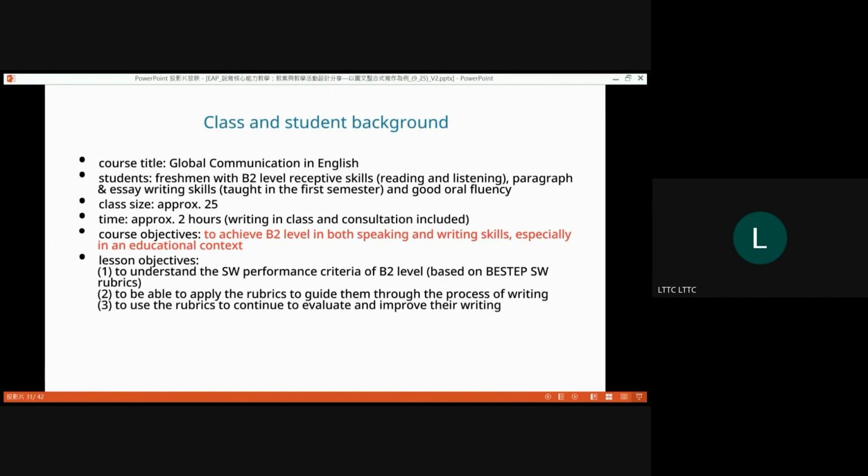And then the last step is, because I also want them to be lifelong learners, right? I think that is a very noble goal. So I want them to continue to use the rubrics to evaluate and improve their writing, even outside of the class or at the end of the class.